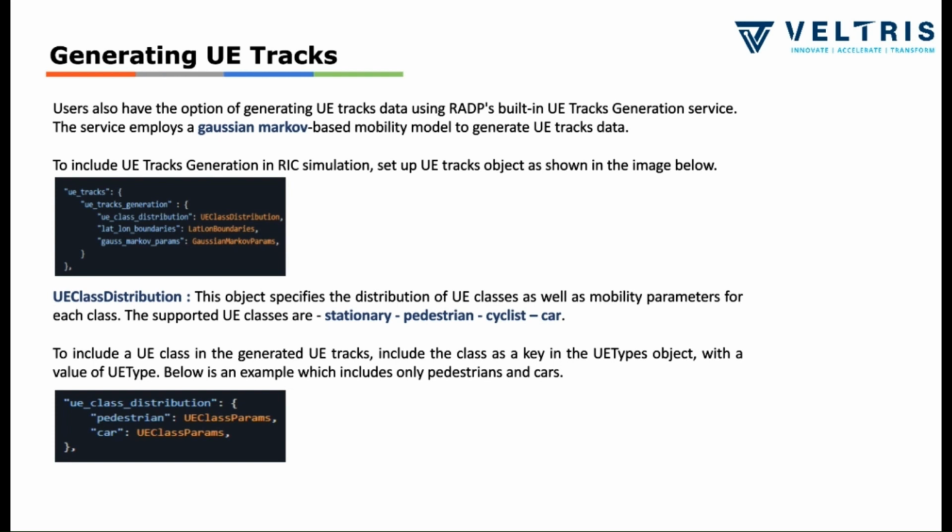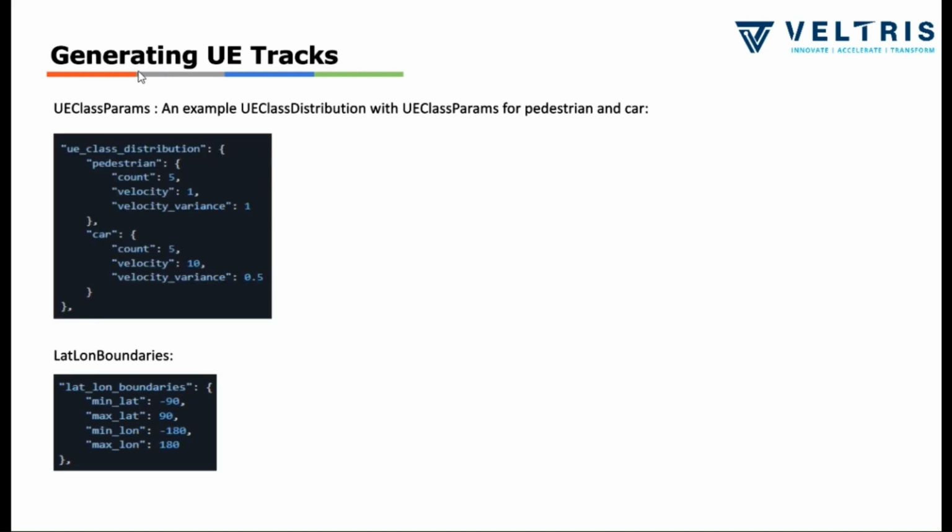To include a UV class in generated UV tracks, we need to include the class as the key in the UV types object with the value of UV type. So for example, in UV class distribution, we will mention pedestrian and car. And for these types, we have the UV class params association. So let us look into UV class params. Below is an example of pedestrian and car UV class types with their UV class parameters.